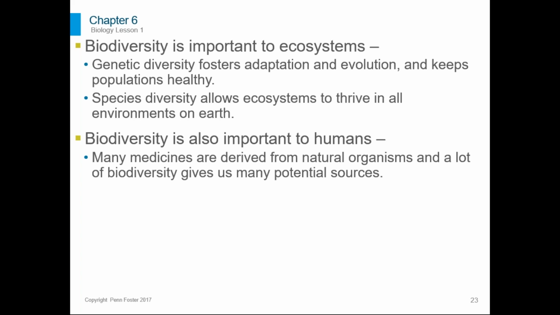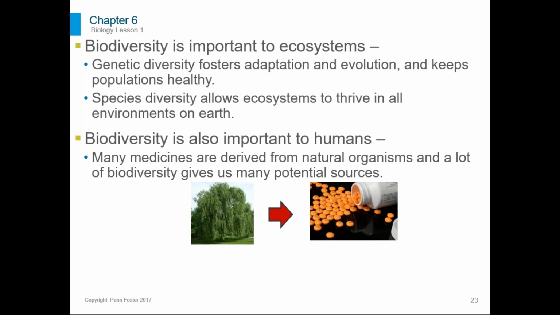And biodiversity is also important to humans. One way is that we've got a lot of resources from living things, so having a diverse amount of living things at our disposal is helpful. Many medicines, particularly, are derived from natural organisms, so a lot of biodiversity gives us many potential sources.